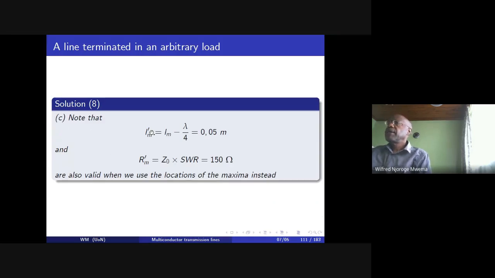But remember that Lm prime equal to Lm minus lambda by 4 would also give us a value, if we were to use the voltage maximum with the standing wave ratio, and then we can get a value of 150 ohms. So these two are also valid solutions when we use the maxima positions instead.